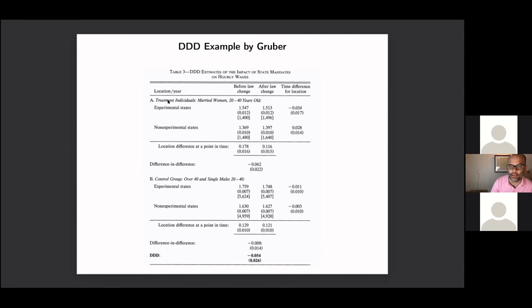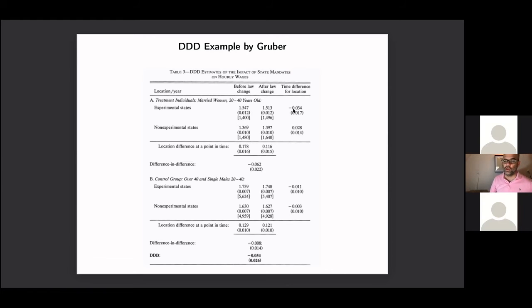Right. And here was his study. There was a study done where they were evaluating the impact of a state mandate that required states to cover maternity leave for pregnant mothers. And he evaluates this by looking at the experimental states and the non-experimental states. He's got a group of people that are likely to be affected, which are married women of childbearing age. And then he's got a control group. This is going to be groups of people who are not affected by the law. This is older women. And this is single men ages 20 to 40. Neither of these people are believed to have been affected by the law.